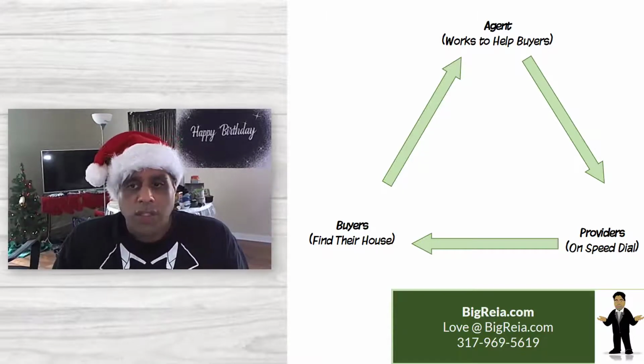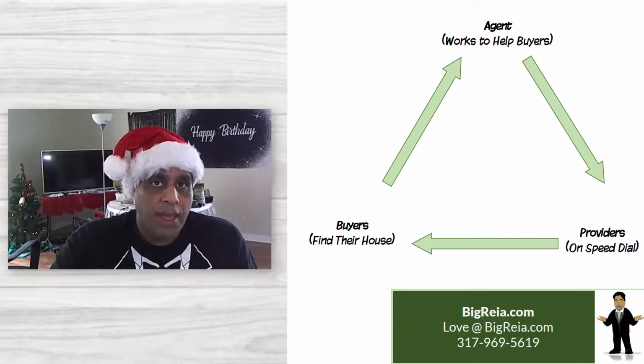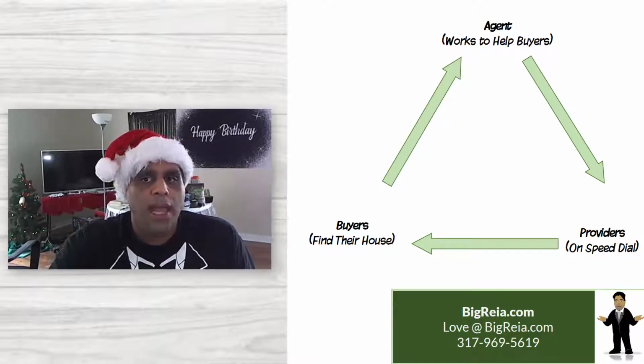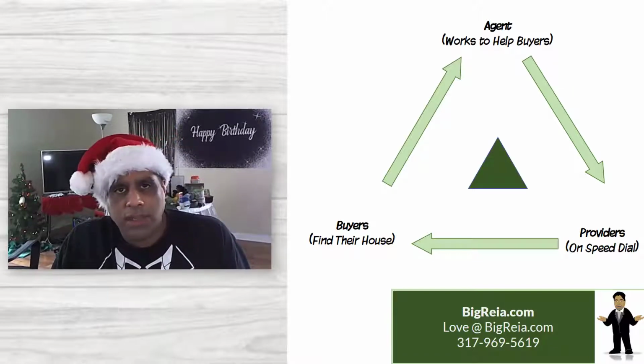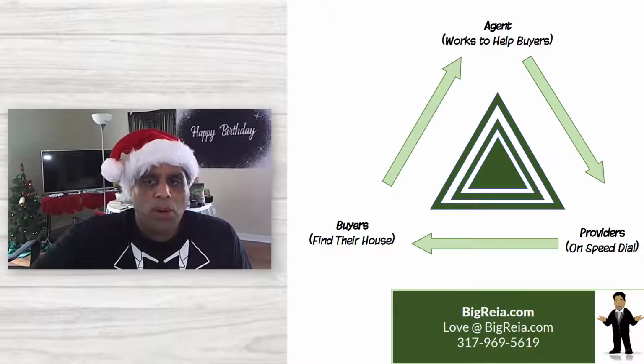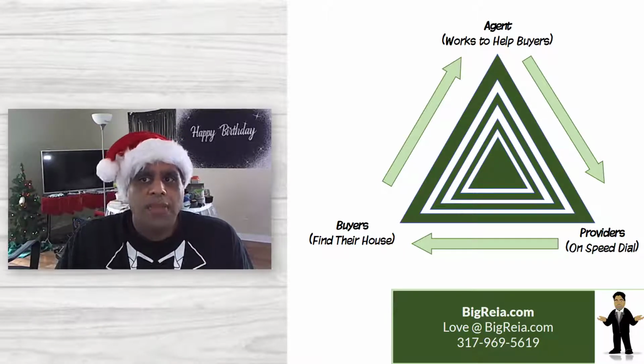This is our triangulation. So this triangle starts really small. You don't have any buyers. You start with buyers. You start with your agent. Doesn't matter. You start with one buyer, one agent, and then you add one provider. And then you just do more and more iterations. The triangle starts small. It gets bigger and bigger and bigger. Every time you're going through this process, you're getting more buyers, better agents, better providers. This is what you've got to do.